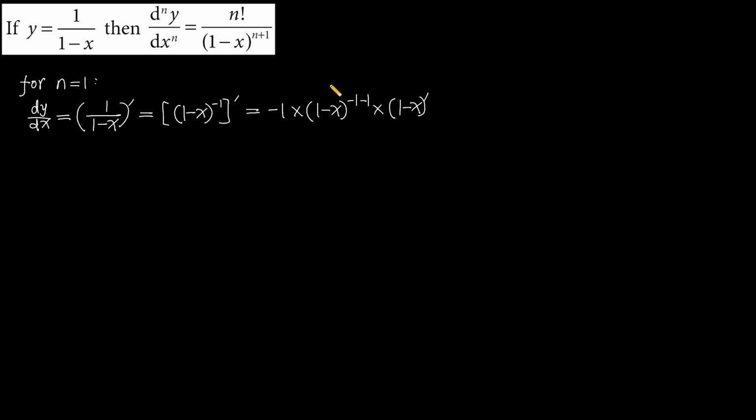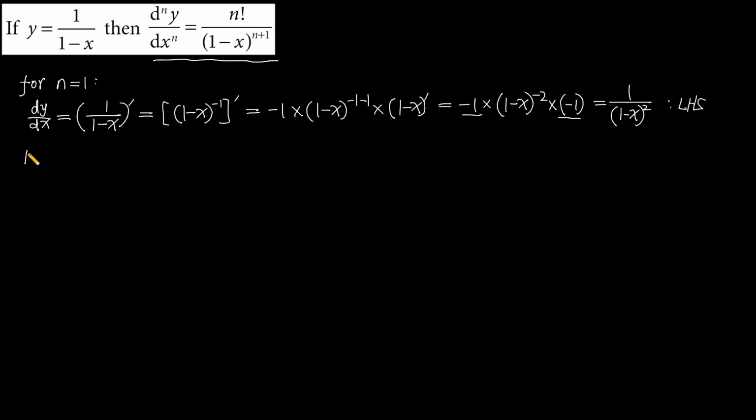So this is the chain rule. And this equals -1 multiply (1 minus x) to the power of -2, multiply -1. -1 multiply -1 equals 1. So at last, this equals 1 over (1 minus x) to the power of 2. This is the left-hand side.